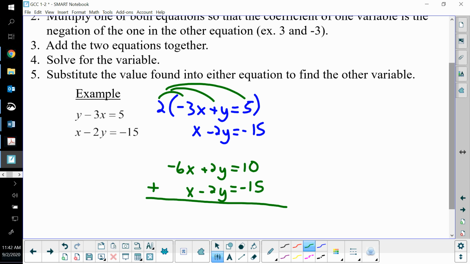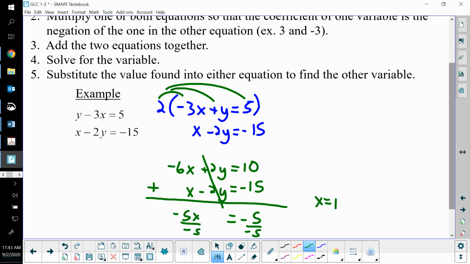And that's why it's important to have opposite signs for the ones we're trying to match up, so that they will add to 0. So adding the x's will give us negative 5x. 2y and negative 2y add to 0, that's gone. And then we have negative 5 over on the right side. If we divide both sides by negative 5, we end up getting x is equal to 1.